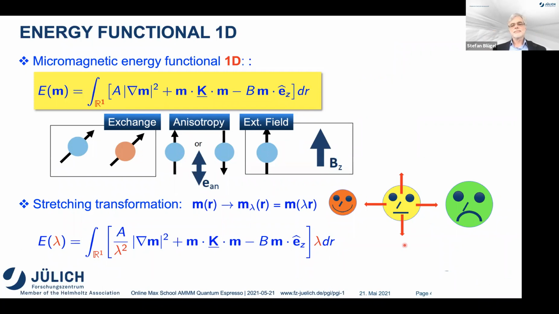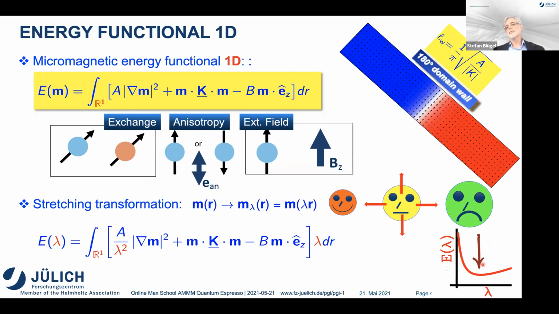This changes in one dimension, because in one dimension, if you have structures in one dimension, this still scales like 1 over lambda square, but here you have something which depends only on lambda, scales only with lambda, and therefore you see your energy functional looks like something like this. It has a minimum, and this minimum is actually your domain wall. So a domain wall is a stable object in one dimension.